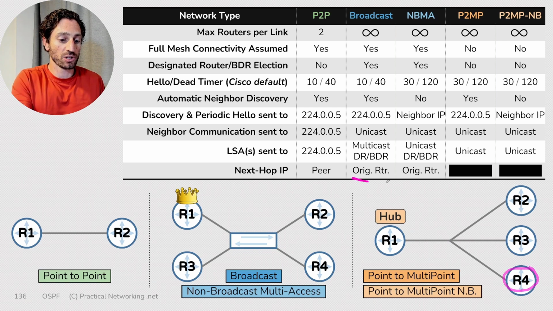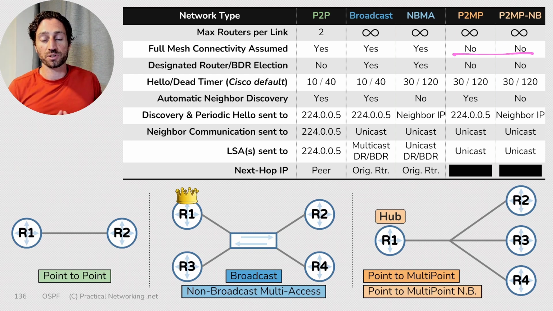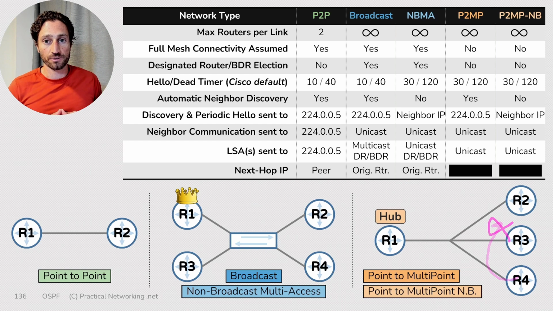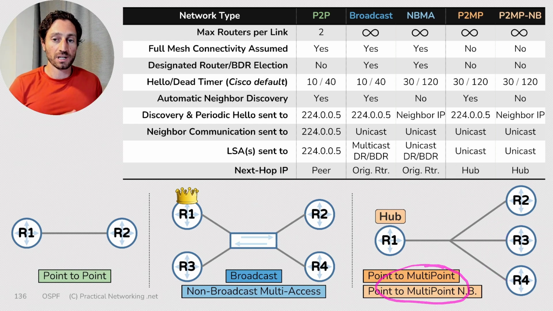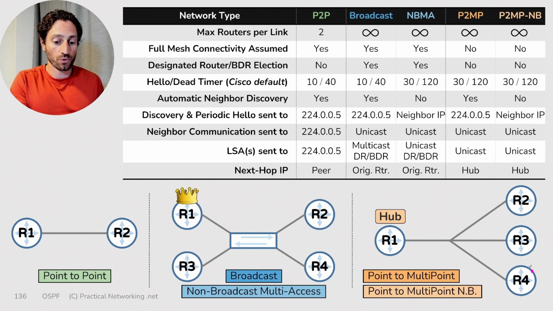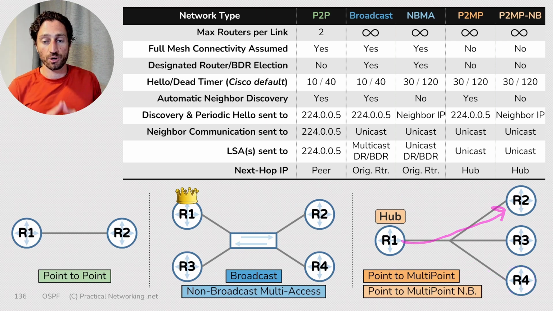Now you might think it could be easy for them to also use the originating router, but remember, we don't have full mesh connectivity on point-to-multipoint segments. So if router 4 used router 2 as the next hop IP address, that communication would never actually flow to router 2. Instead, on point-to-multipoint network types, the hub is always used as the next hop IP address. Router 4 would use the hub as the next hop IP address, and the hub would then be in charge of passing that on to the other spoke.